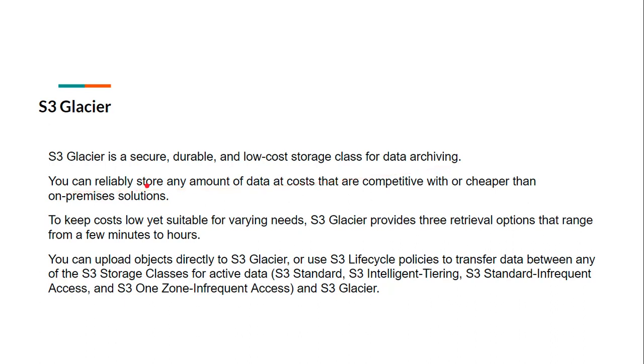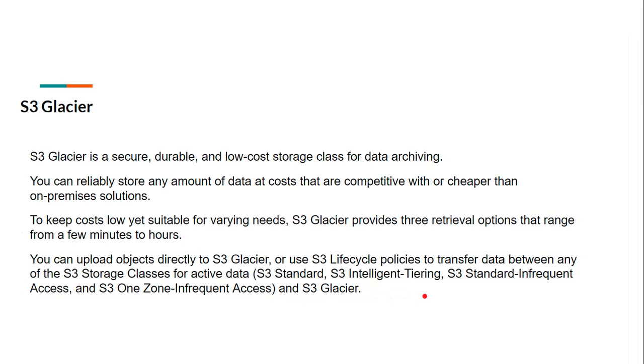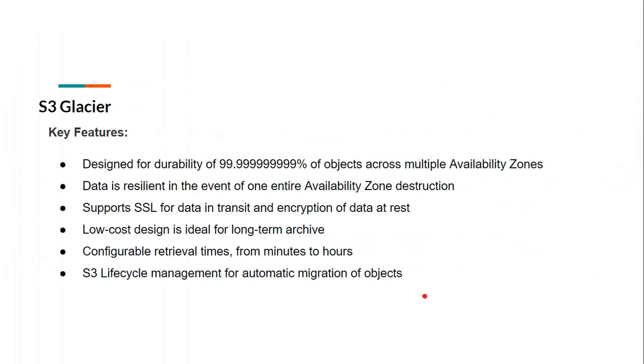You can reliably store any amount of data at costs that are competitive with or cheaper than on-premises solutions, to keep costs low yet suitable for varying needs. S3 Glacier provides 3 retrieval options that range from a few minutes to hours. You can upload objects directly to S3 Glacier, or use S3 lifecycle policies to transfer data between any of the S3 storage classes for active data: S3 Standard, S3 Intelligent Tiering, S3 Standard Infrequent Access, S3 One Zone Infrequent Access, and S3 Glacier. Let's have a look at key features of the S3 Glacier class.